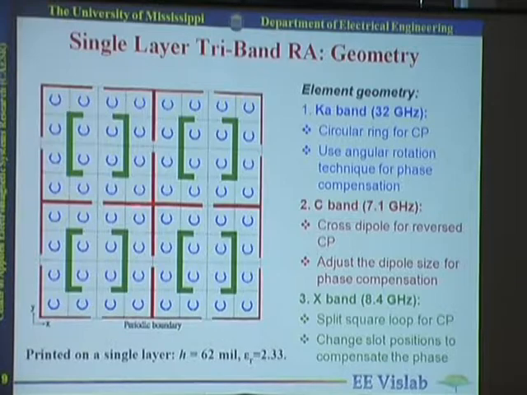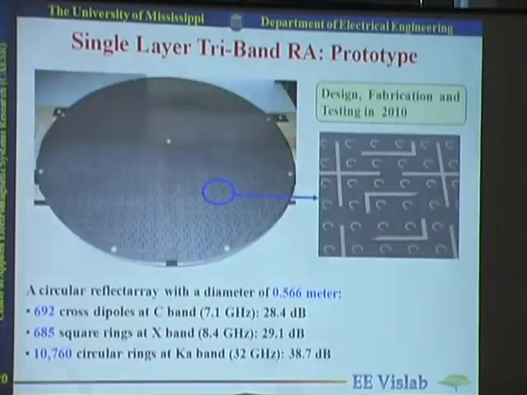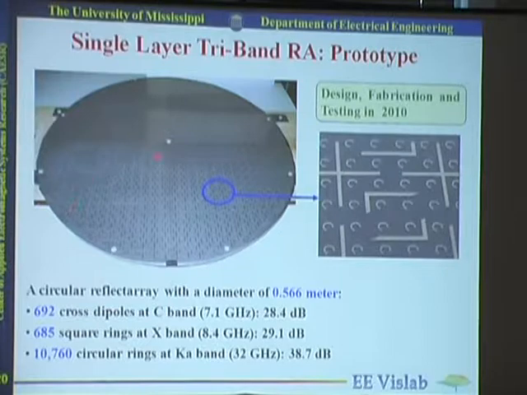These red crosses support 7.1 gigahertz. Those squares with slots support 8.4 gigahertz, and small circles with the opening support the Ka band at 32 gigahertz. So we managed to design, simulate and fabricate, and this is the final product here. If you take a closer look, you can see the crosses, the squares, and the circles, operating at those three bands. These are the number of elements for each band, and these are the gains, about the same gain for those three frequencies. All of them are about 25 dBi.